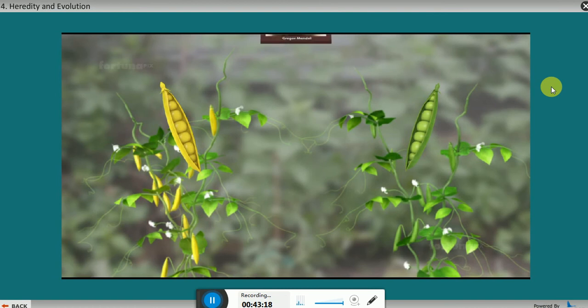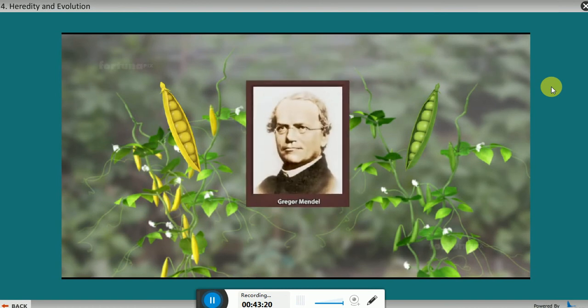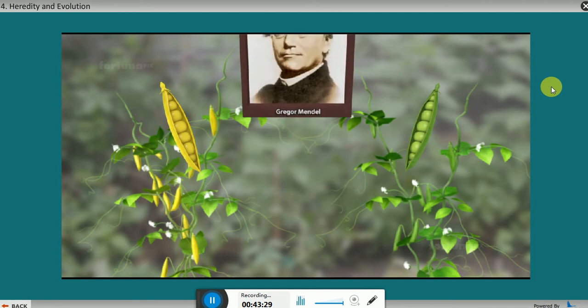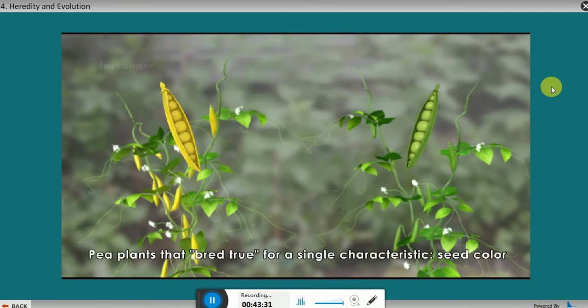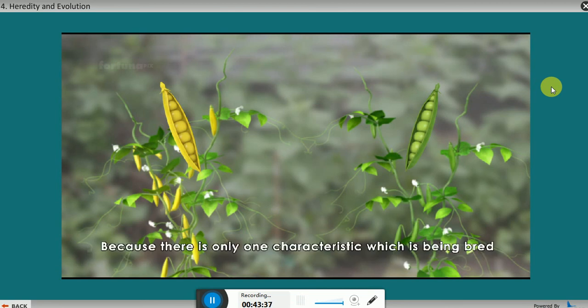During the 1860s, Gregor Mendel, an Austrian monk, proposed the basic rules of inheritance. He began his experimentation with pea plants that bred true for a single characteristic, seed color. Because there is only one characteristic which is being bred, it is known as a monohybrid cross.